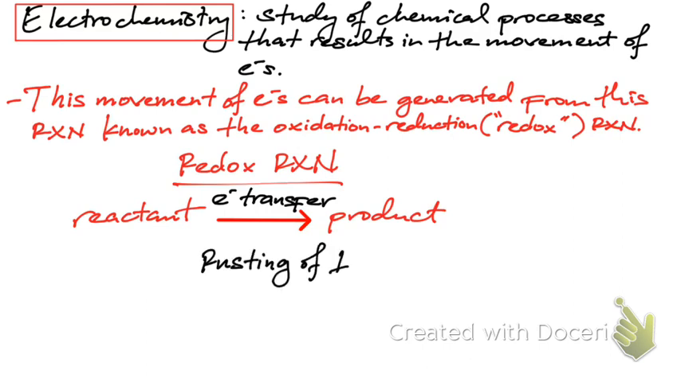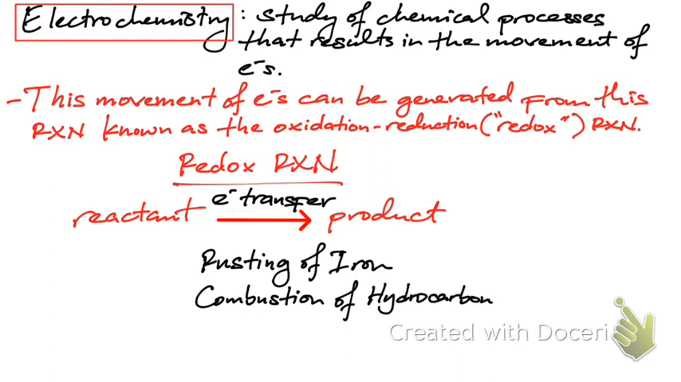So an example of a redox reaction is rusting of iron. If you were to leave an iron nail outside in the presence of air, because air contains oxygen, the iron will turn into iron oxide, which is what we know as rust.